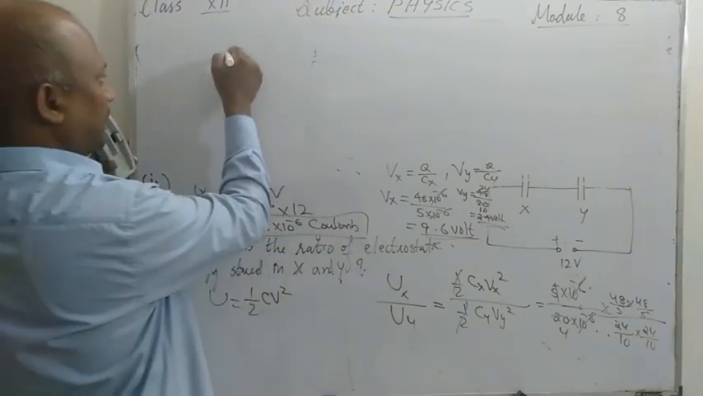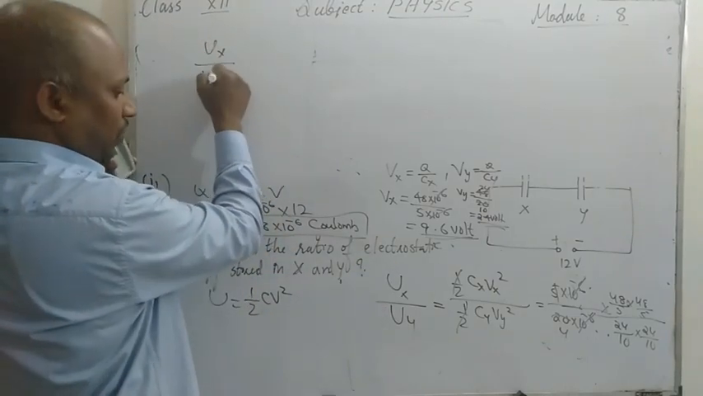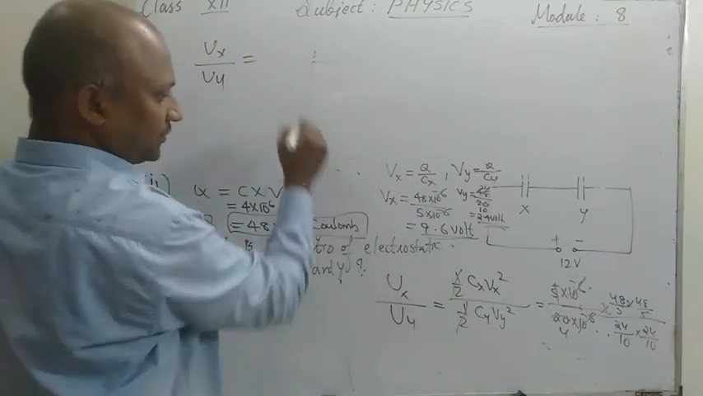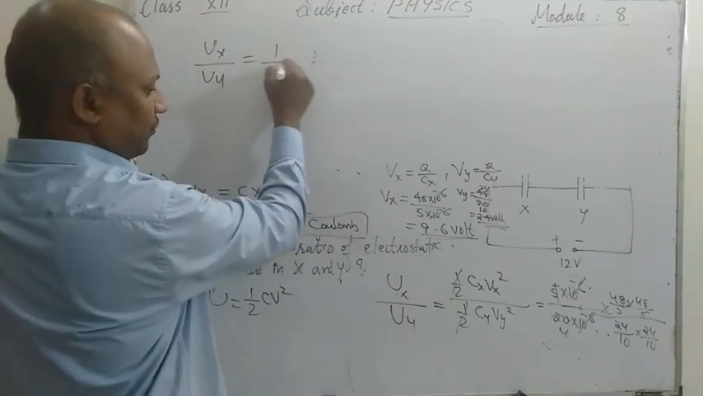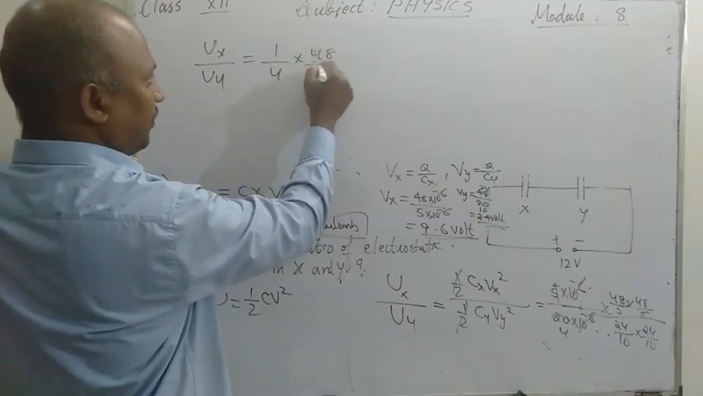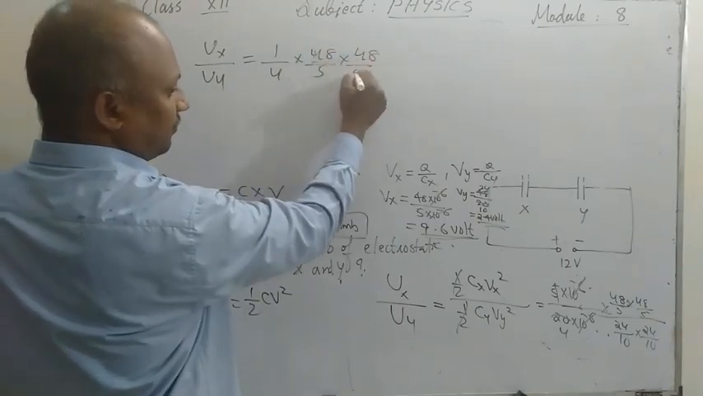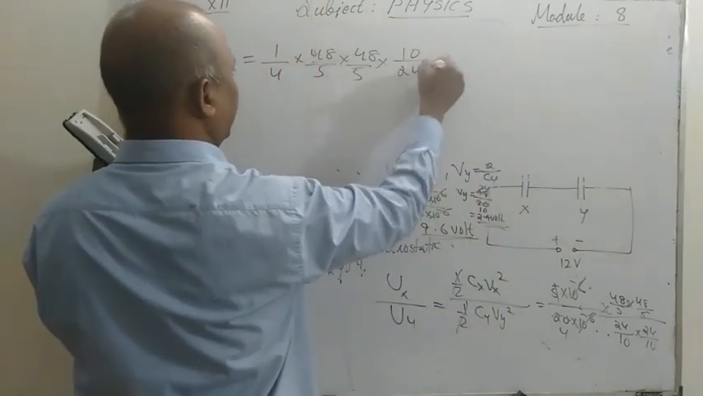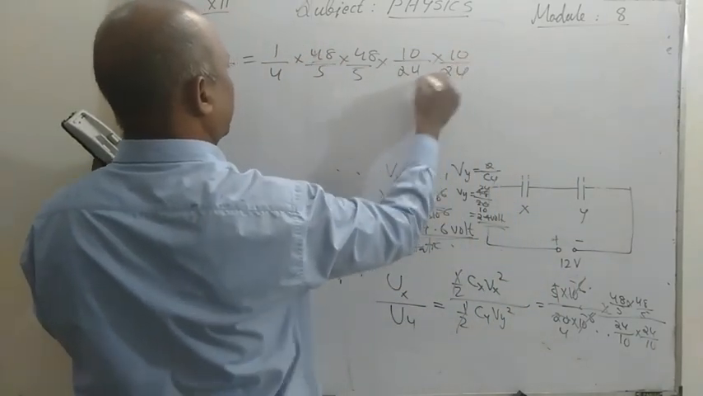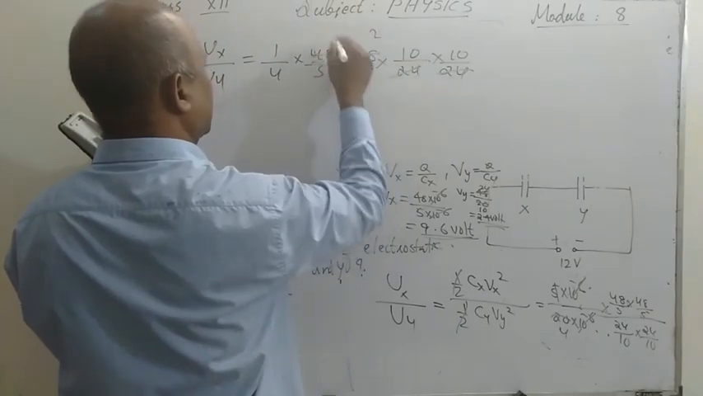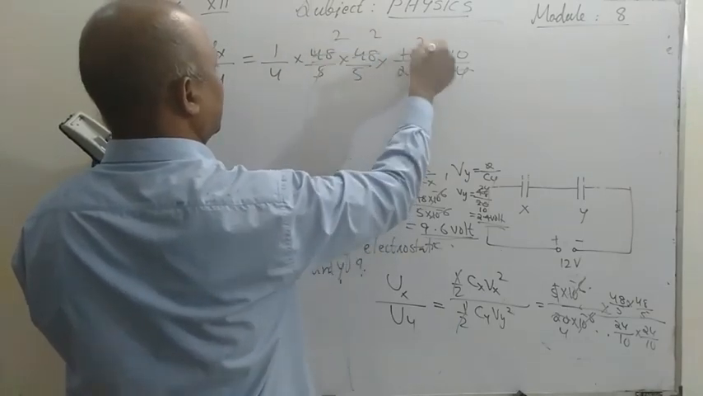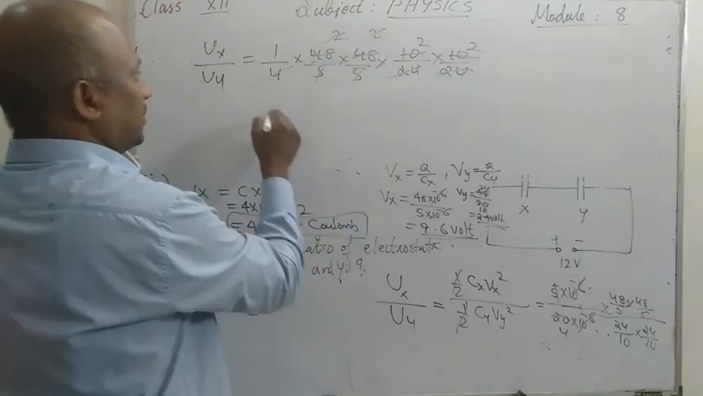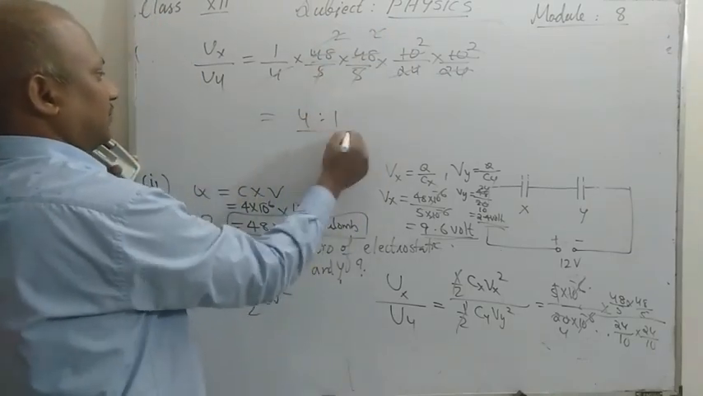So Ux upon Uy is equal to 1 upon 4 already there, 48 upon 5 into 48 upon 5, and 24 upon 10 will become 10 upon 24 into 10 upon 24. So 2 times, 2 times, 2 times and 2 times, so 2 to the 4. So you get 4 ratio 1.